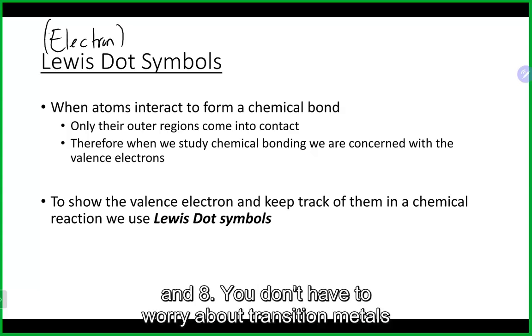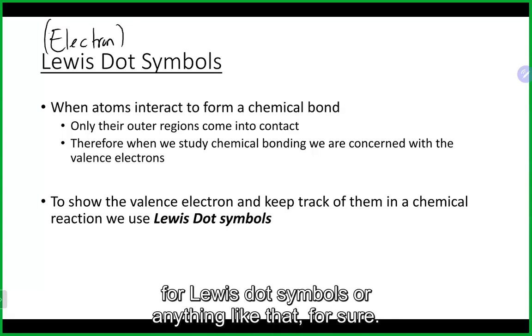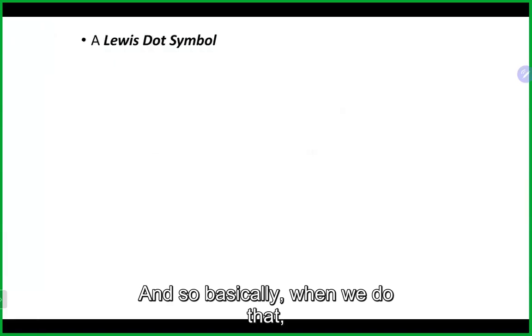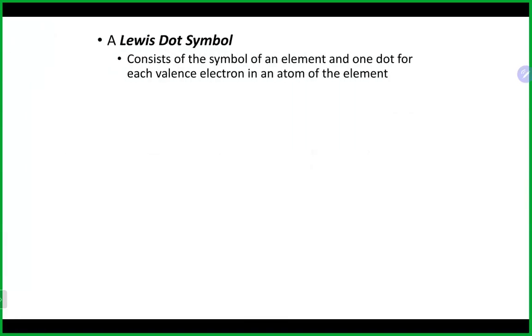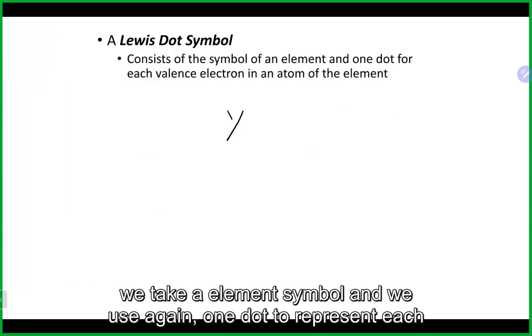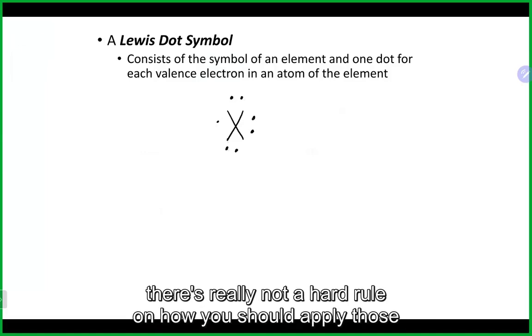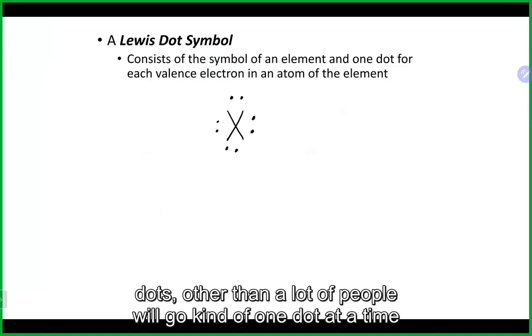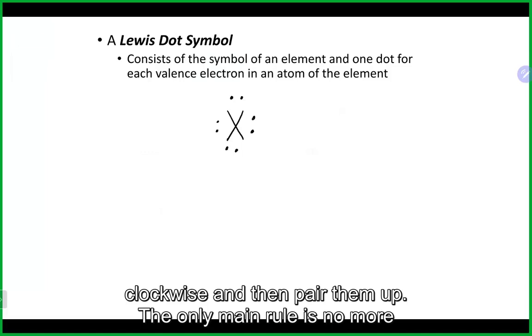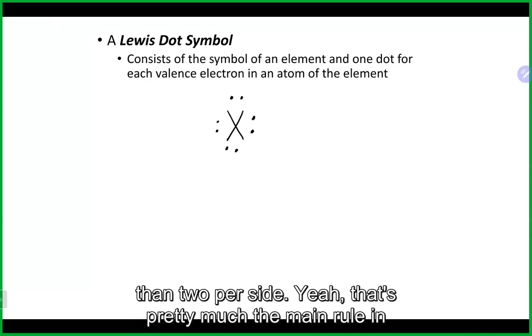You don't have to worry about transition metals for Lewis dot symbols or anything like that for sure. Basically, we take an element symbol and we use one dot to represent each of the valence electrons that are possible. By the way, there's really not a hard rule on how you should apply those dots, other than a lot of people will go one dot at a time clockwise and then pair them up. The only main rule is no more than 2 per side. That's pretty much the main rule in terms of dots.